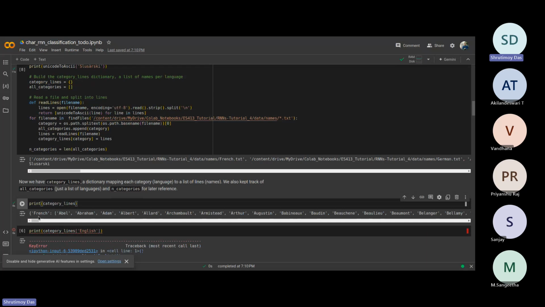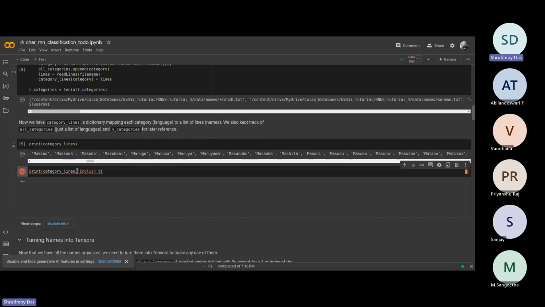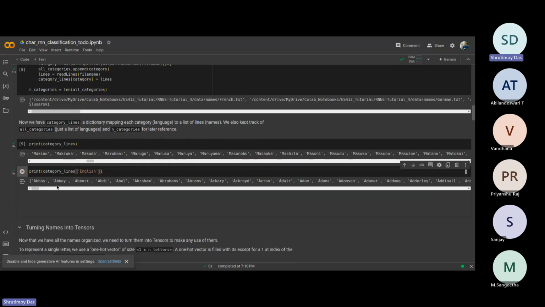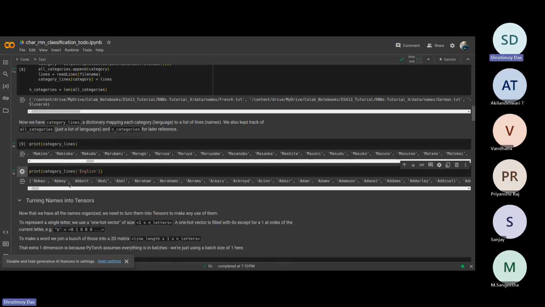So yeah, these are the categories. You have French, I think this is Japanese, and so on. Now if I want to see some examples for English, these are all English surnames in the data set.